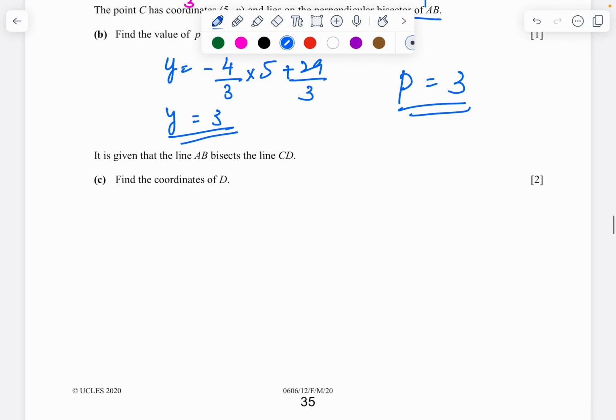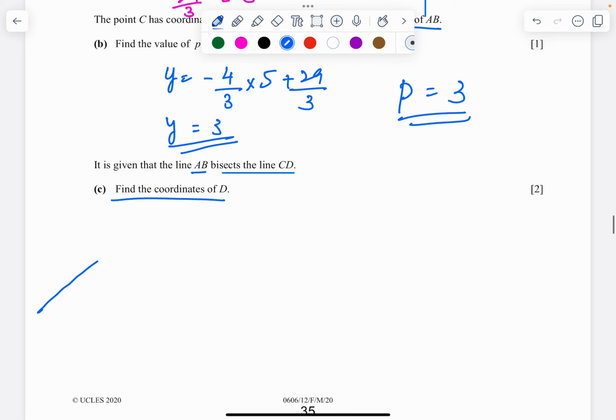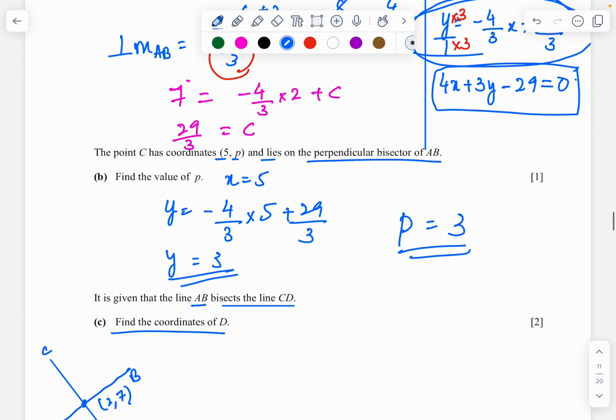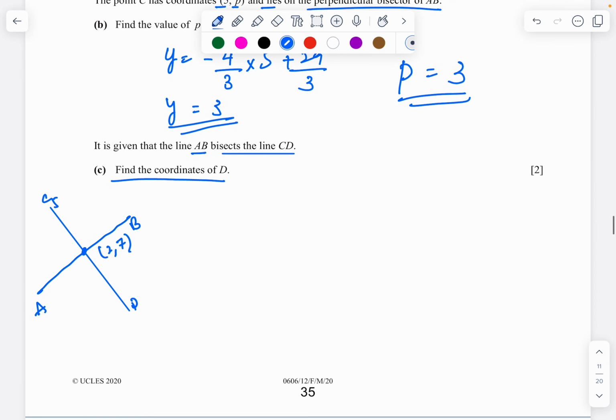It is given that the line AB bisects the line CD. Find the coordinates of D. So basically the line AB is bisecting the line CD. So this point is 2 comma 7 and we already know that C is 5 comma 3. What is C? C we just got 5 comma 3. So use the midpoint formula.